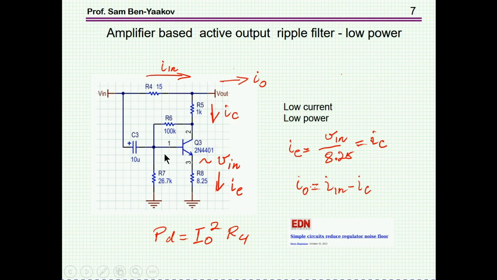And looking at it as an emitter follower, the voltage here will also be this V in, and therefore the current will be V in over R8, which is 8.25 ohms in this case, in this article. And this will be the current here, and of course in a transistor the collector current is just about the same as the emitter current. So we are sinking ripple current here. So we have a ripple current here, we are sinking it here, and therefore the difference which goes to the output, to the load, will be smaller.